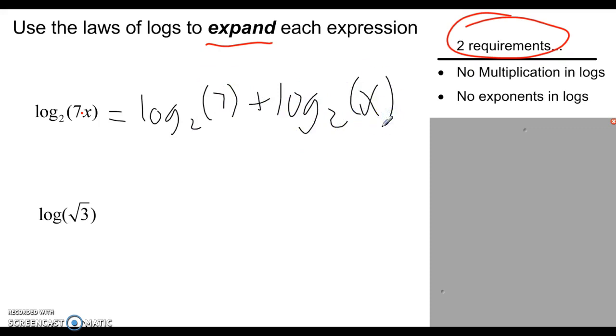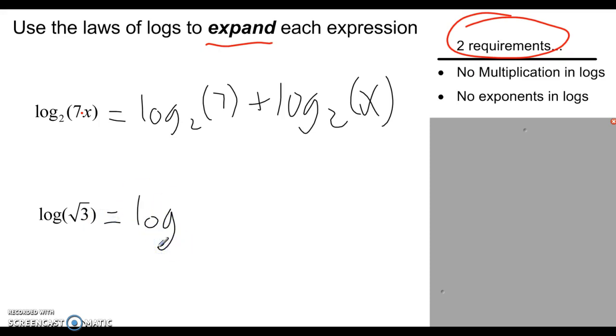We're not trying to simplify this at all. We're just trying to expand the expression. So we want to get an expression that does not have any multiplication inside of logarithms or any exponents inside the log. So you can see that now we do have an exponent there because square root, we just learned, is an exponent in disguise.